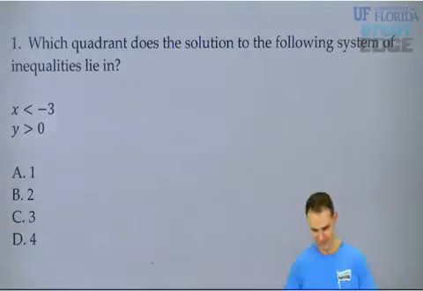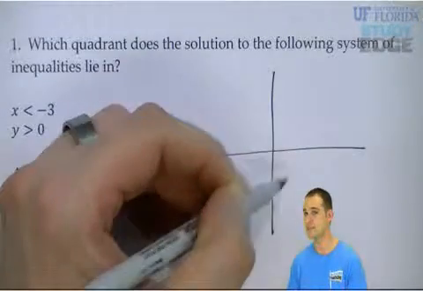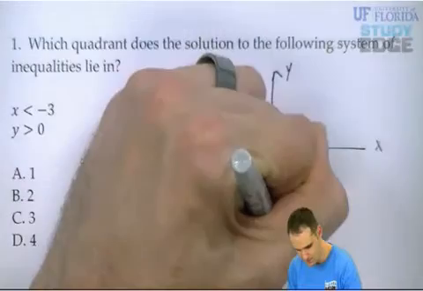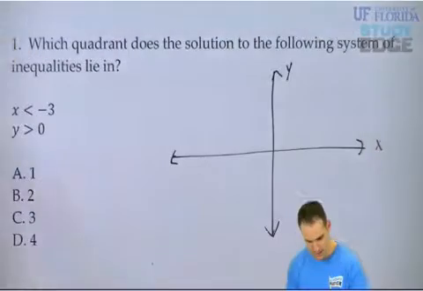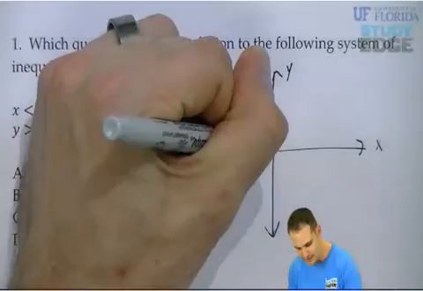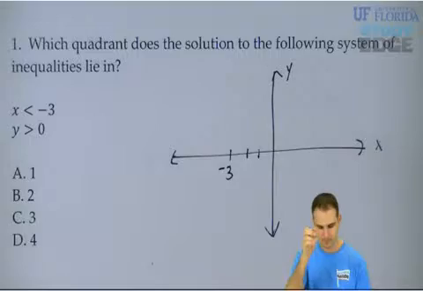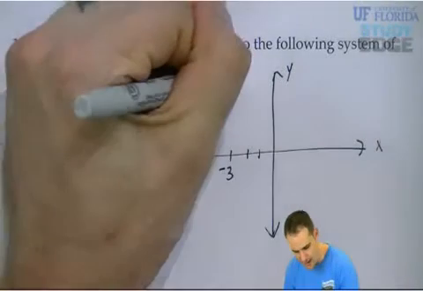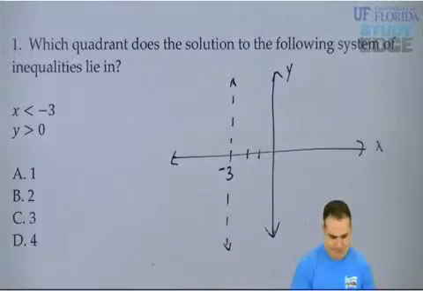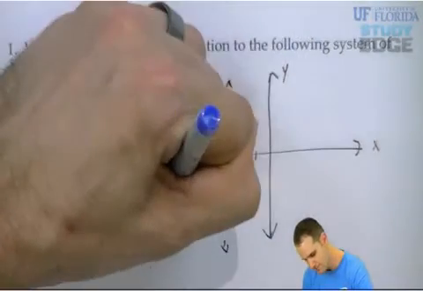Hello, I'm back. A little y-axis and x-axis. Careful, x and y. x is less than negative 3. Okay, so I would go to x is negative 3, and remember, x equals a number is a vertical line. So that would be, of course, a dotted line. And x is less than is to the left, so I'm going to shade to the left.